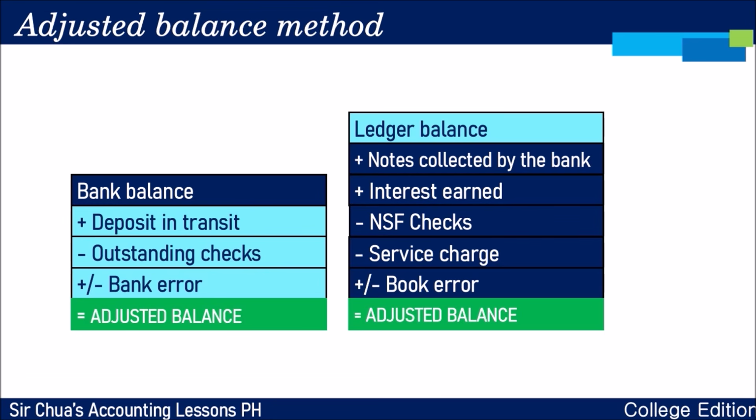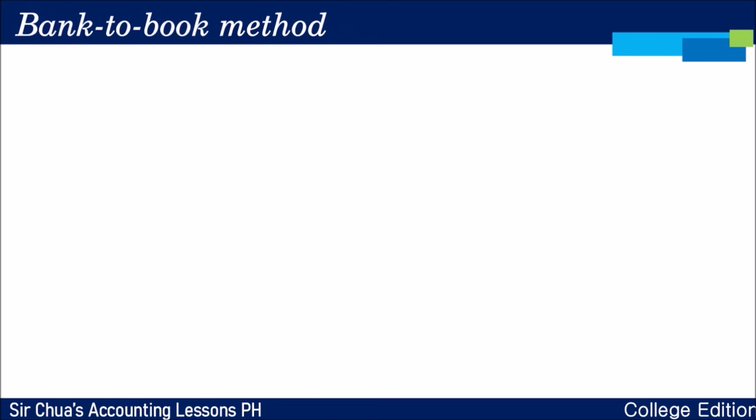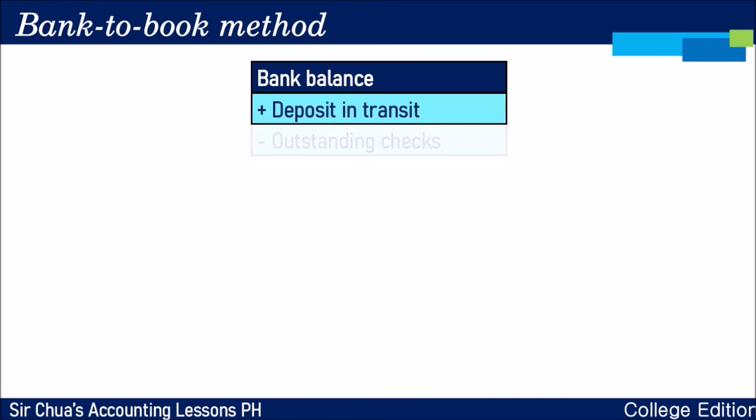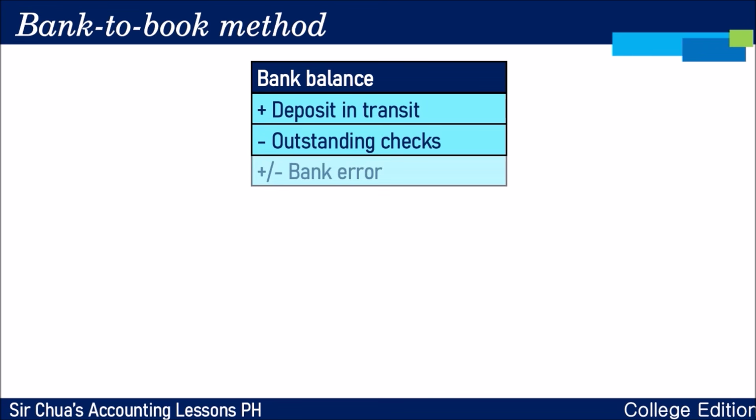Now, the other method that the company can use is the bank-to-book method. Pagka naman po bank-to-book method, we start with the bank balance na sinabi sa bank statement, pero mauuwi tayo sa kung magkano yung sinasabi ng accounting records na pera natin sa bangko. So, ganito po siya. Bank balance in the bank statement, and then diretso lang po like how we used to, add deposit in transit minus outstanding check. Tapos add or minus po natin yung bank error.